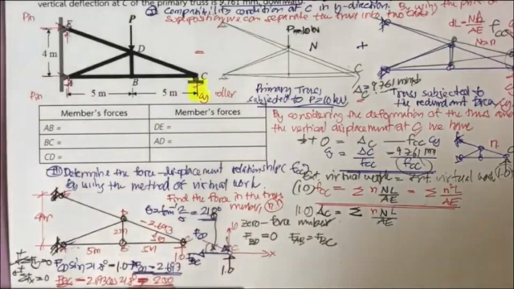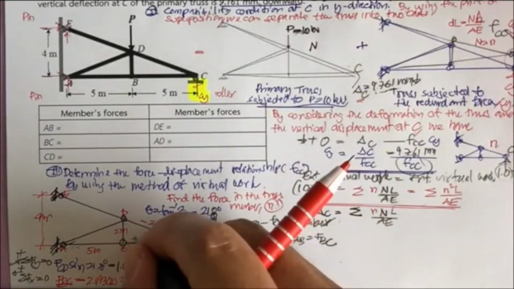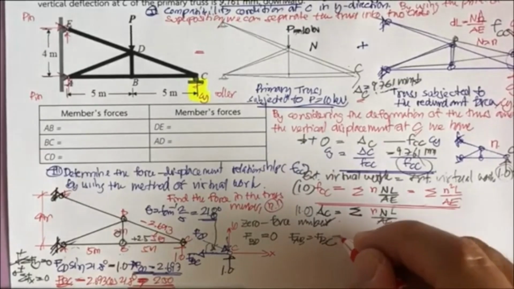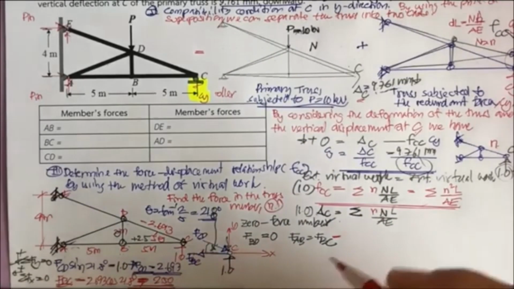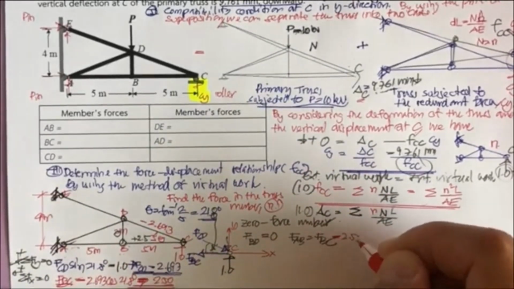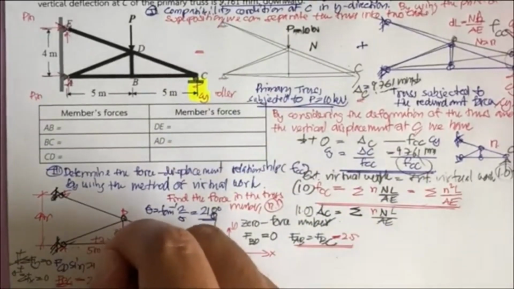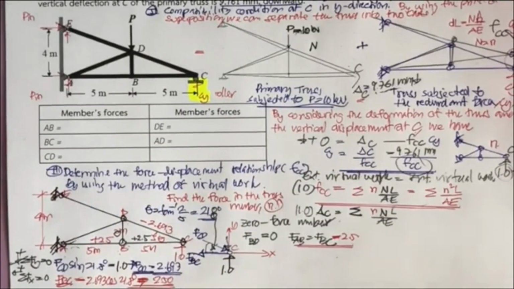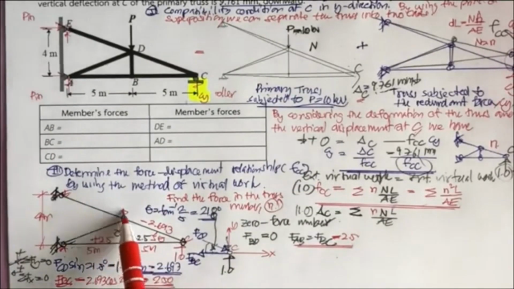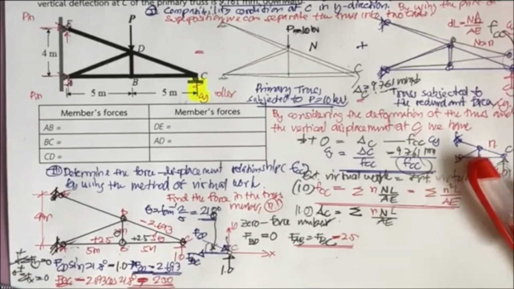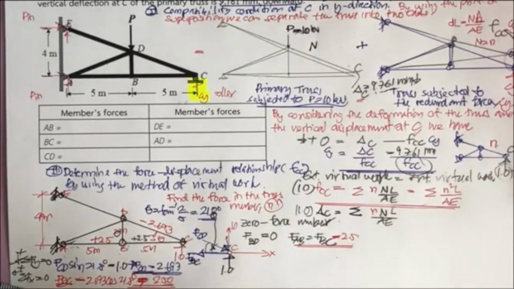This is going to be plus 2.5, and this is going to be 0. By doing this, f sub AB is equal to f sub BC. This is 2.5, so you got this one. This is plus 2.5. Okay, now you have two more members, DE and AD, right? So you put this here, and you have 2.63 here.